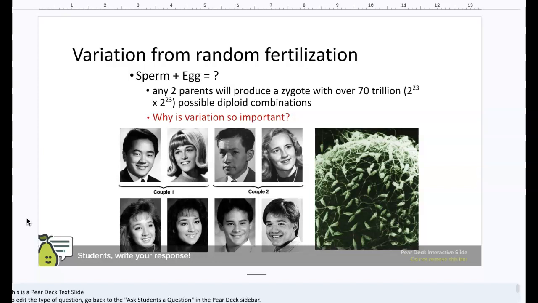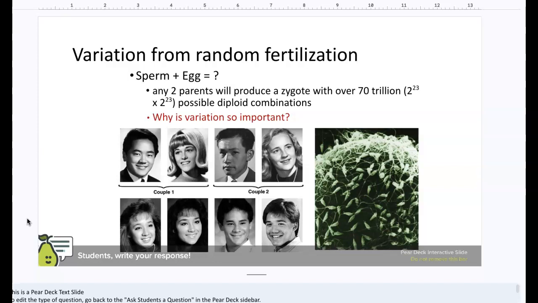We have sperm plus egg, and you can see that any 2 parents will produce a zygote with over 70 trillion, and I can't fathom 70 trillion, and I'm not even sure if you can fathom 70 trillion. I bet there aren't 70 trillion grains of sand in the world. Like 70 trillion is such a huge number. I'm positive that there aren't. I mean, there might be 70 trillion atoms in like a city or something.